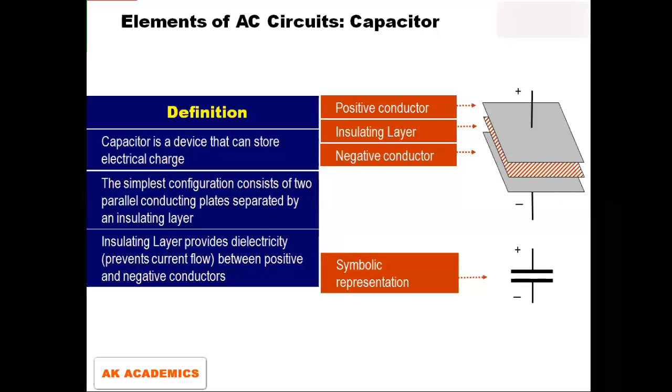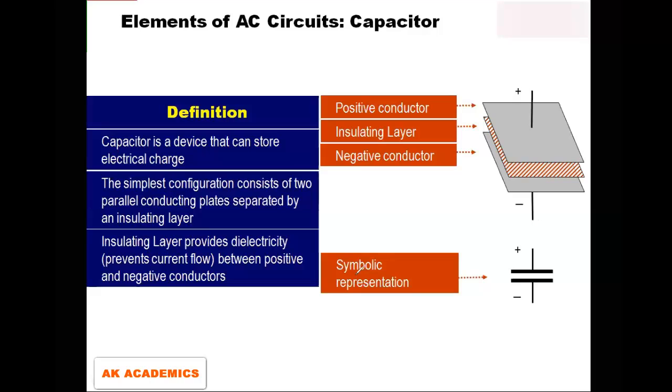All right, now what are capacitors? Okay, so elements of an AC circuit, one of them is a capacitor, like we said. Capacitors can store electrical charge, no doubt about that. It's a device that can store electrical charge, and it contains two parallel conducting plates separated by an insulating layer. As you can see here, we have the insulating layer, the positive plate, and the negative plate. Both of them are conducting plates, separated by this insulating layer. The insulating layer provides dielectricity. It prevents current flow between the positive and negative conductors.